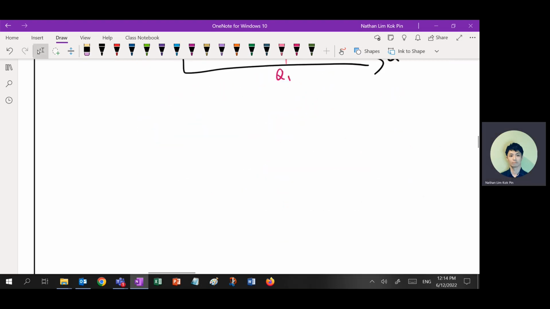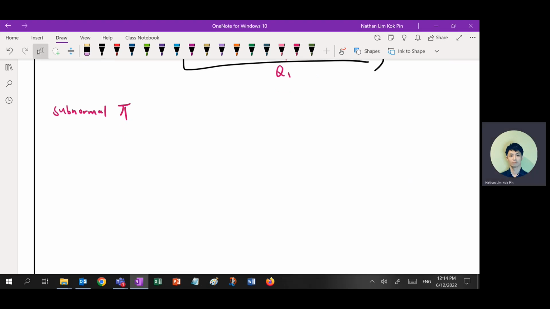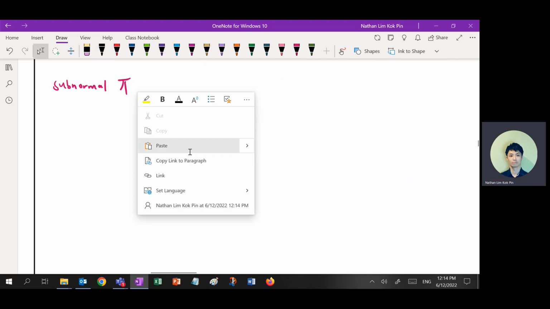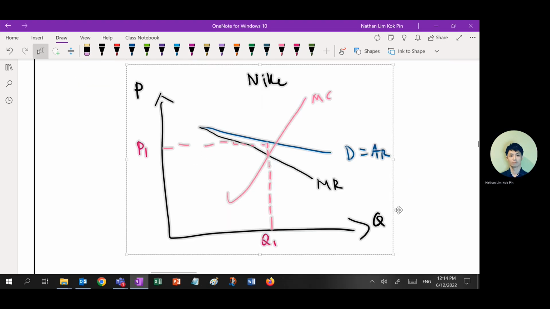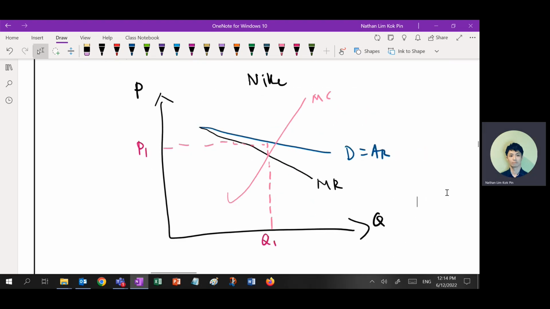The last one is subnormal profit for today. For subnormal profit, you see I paste it again. Why paste? Like I said, regardless of what I want to draw, it's always these three curves: MR, AR, MC. Make sure they are in the right place. You already labelled everything, right?